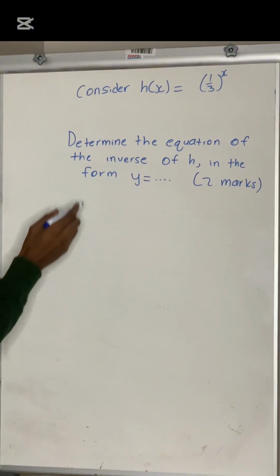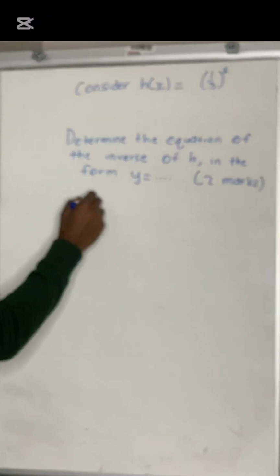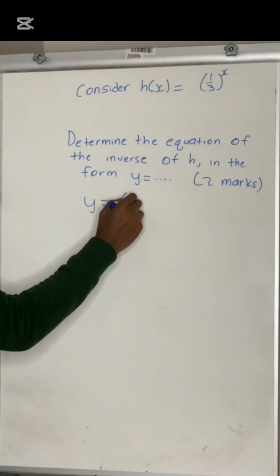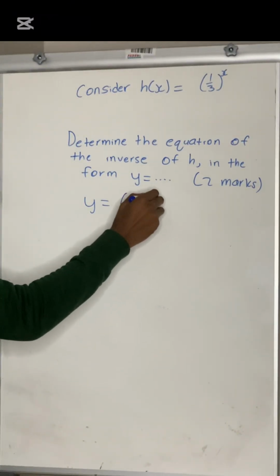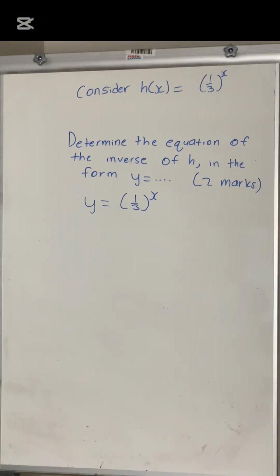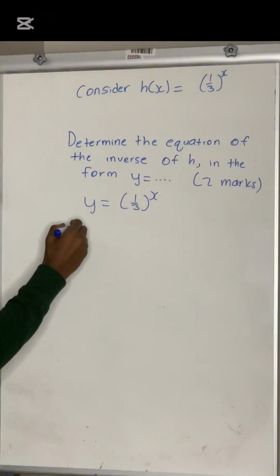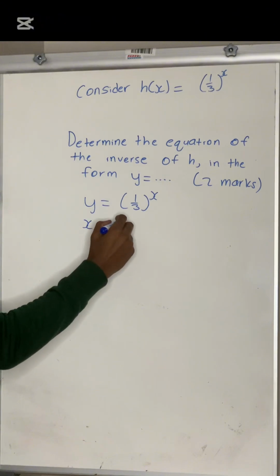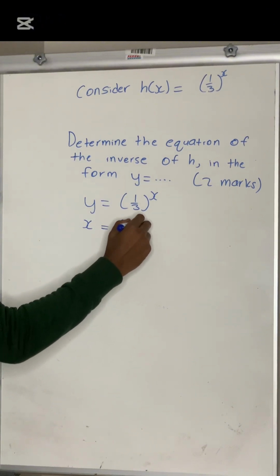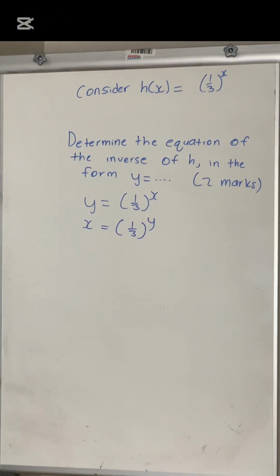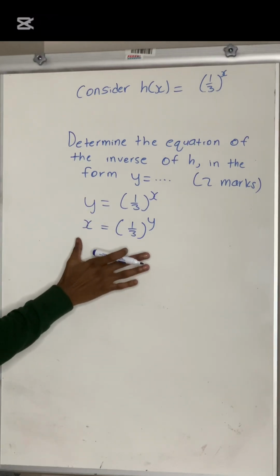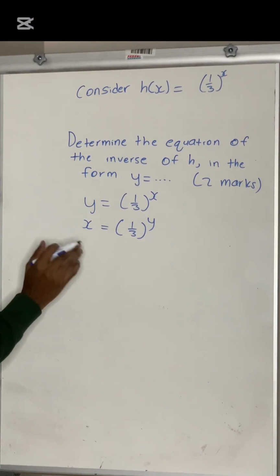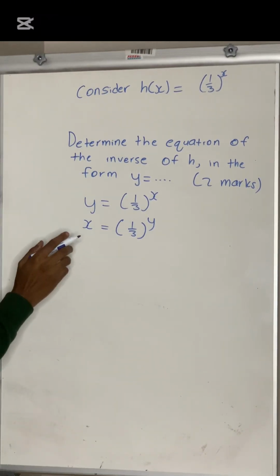So the equation for h of x is y is equal to (1/3)^x. Now in dealing with the inverse, because it's the opposite, we have to swap the values of these two. So it's going to be x where you see y, and y where you see x. So x is equal to (1/3)^y. And the only way to solve this, we have to use something which we call logarithms.